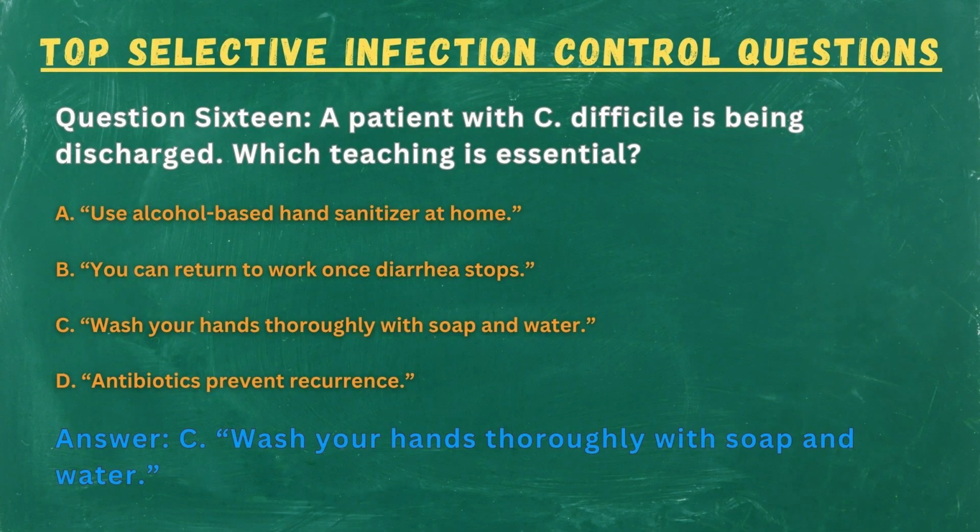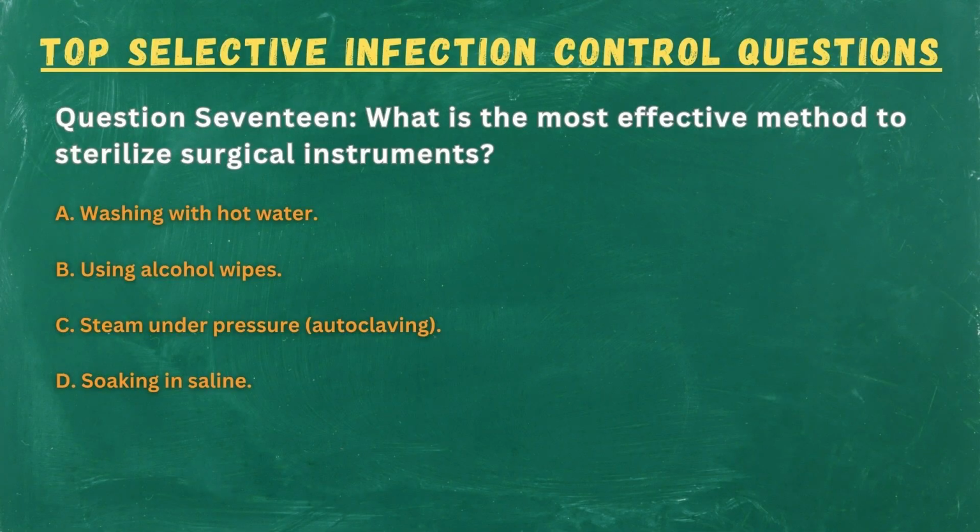Answer: C. Wash your hands thoroughly with soap and water. Question 17. What is the most effective method to sterilize surgical instruments? A. Washing with hot water. B. Using alcohol wipes. C. Steam under pressure autoclaving. D. Soaking in saline.